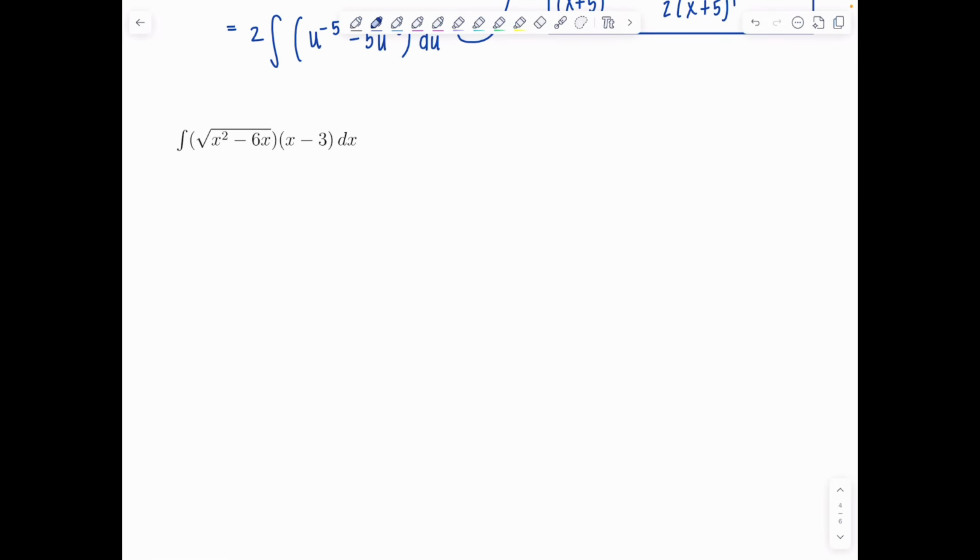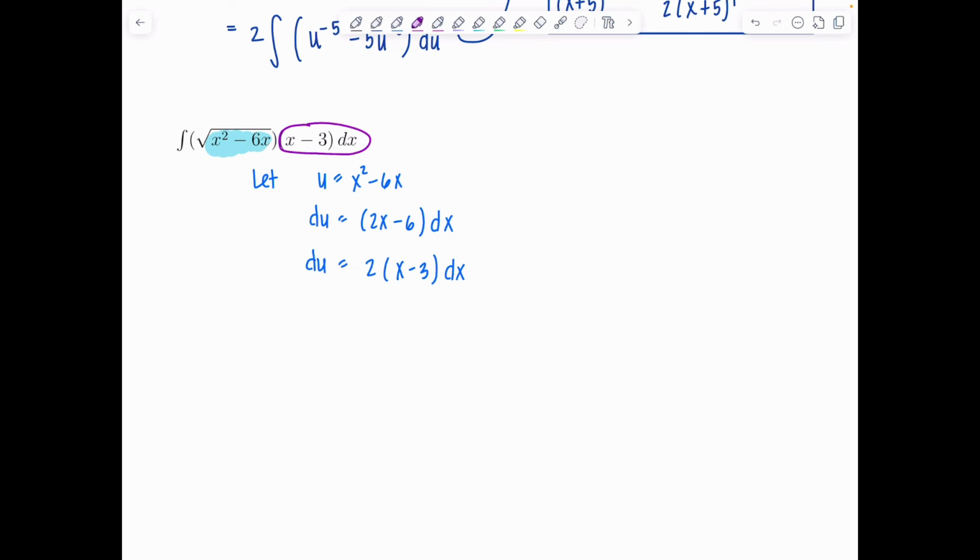Integral of the square root of x squared minus 6x times x minus 3 dx. Any guesses what u should be? It's always the inside part of the composition. Did you say x squared minus 6x? Not with the square root, just the inside stuff. So let's let u equal x squared minus 6x. Du would be 2x minus 6 dx. If I factor out a 2, I do have that. So du is equal to 2 times x minus 3 dx.